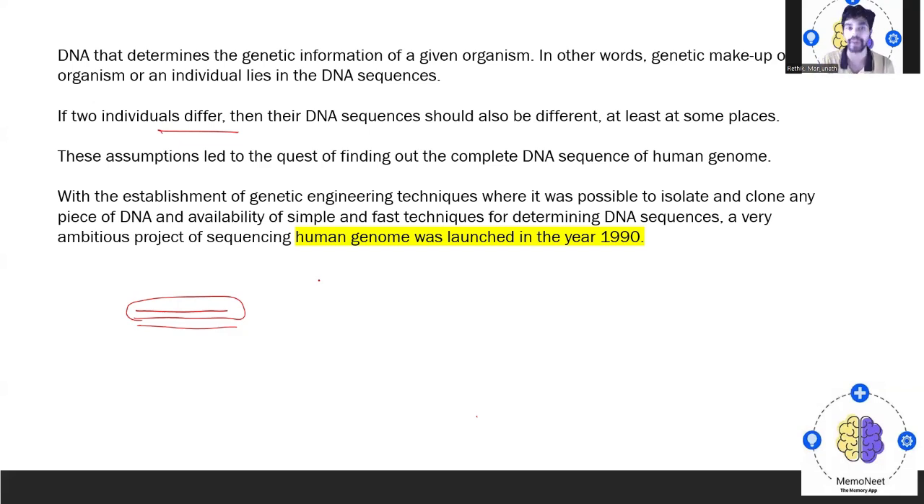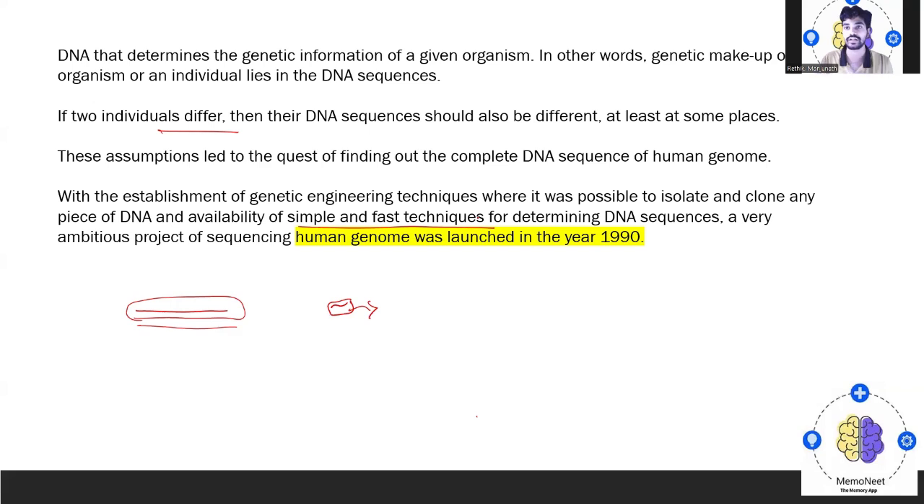So these assumptions led to the question of finding the complete DNA sequence of the human genome. That means in a human genome, what is the DNA sequence and how many genes are present? That was the major question that came to mind. With the establishment of genetic engineering techniques, when biotechnology and molecular biology advanced, the introduction of these techniques went viral. With their possibilities, it became possible to isolate and clone any piece of DNA. If you have even a small piece of DNA, you can easily isolate it and clone it into the number of copies that you want, by a very simple and very fast technique of determining the DNA sequence.